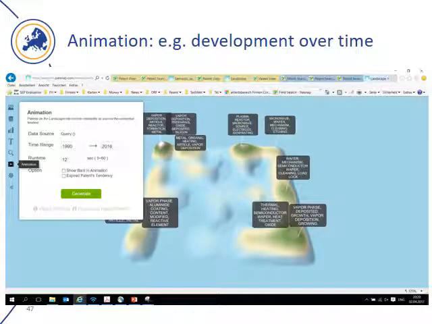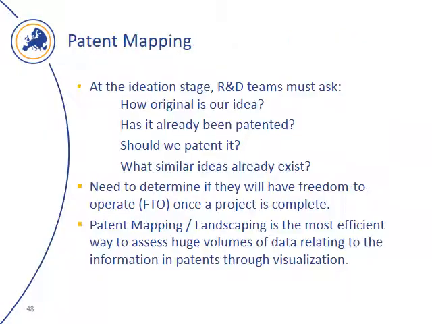Now I would like to show you the option of the animation. You use this kind of film symbol here to the left, and in this case you have a development over time, indicating the development of patenting between 1990 and 2016. These two dates have been chosen in the fields for time range, and you have a runtime here of 12 seconds.